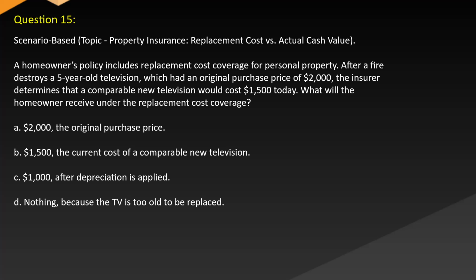Question 15. Scenario-based topic: Property insurance. Replacement cost versus actual cash value. A homeowner's policy includes replacement cost coverage for personal property. After a fire destroys a 5-year-old television which had an original purchase price of $2,000, the insurer determines that a comparable new television would cost $1,500 today.